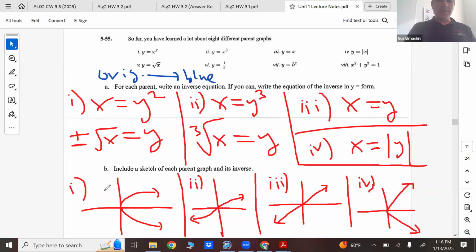If I graph y equals x squared, it looks like this. If I graph y equals x cubed, it looks like this. If I graph y equals x, it just overlaps. And if I graph y equals absolute value of x, it looks like this, where it's a bit of an overlap. Can do a little better. Okay, third time's a charm. There we go.